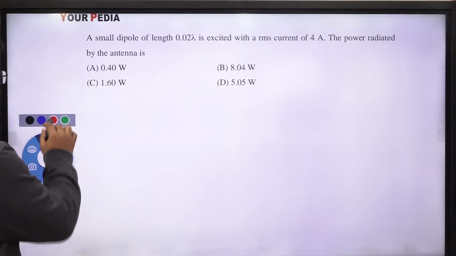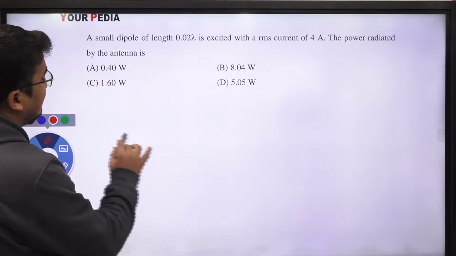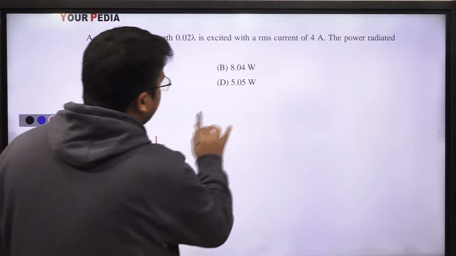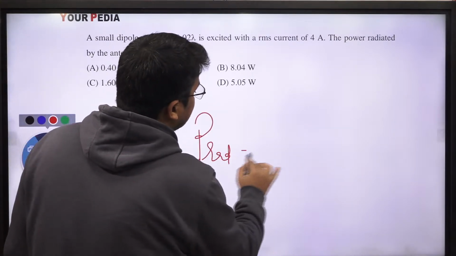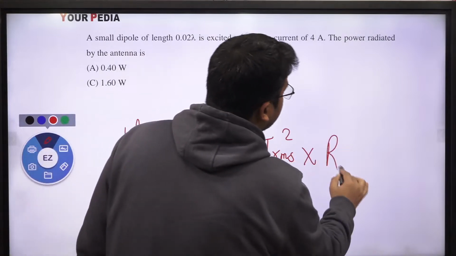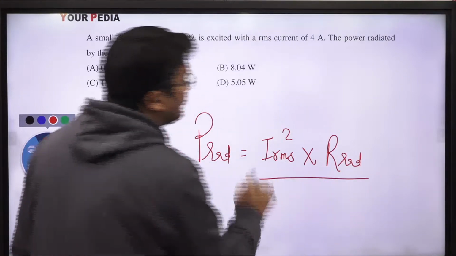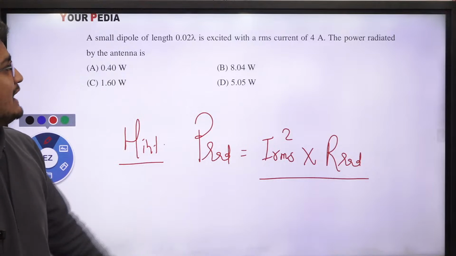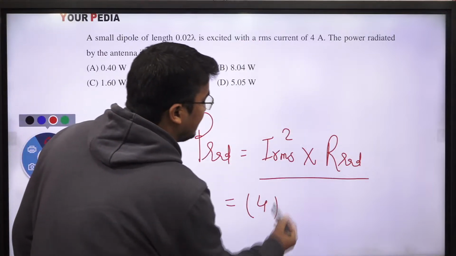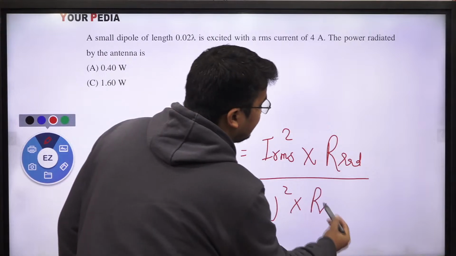Let me give you people a hint. He is asking the power radiated. So this is the hint you might know. The power radiated can be written as I RMS square multiplied by the radiation resistance. I hope you got some hint from here. So the RMS value of the current is given here, so it turns out to be 4 square multiplied by the radiation resistance.